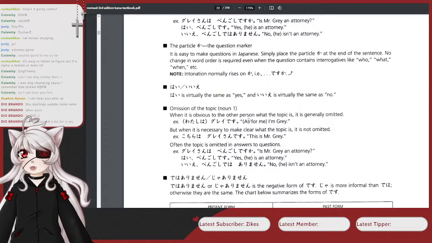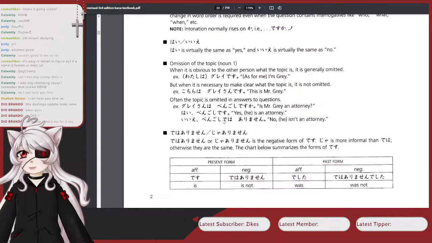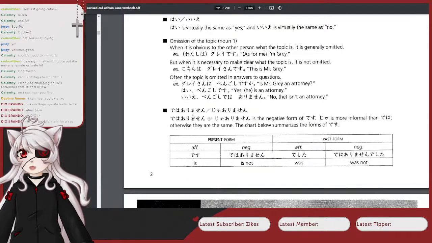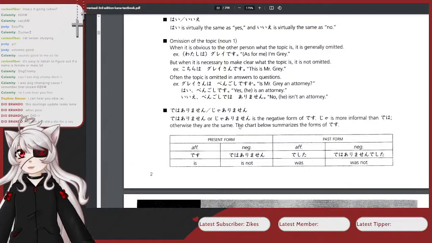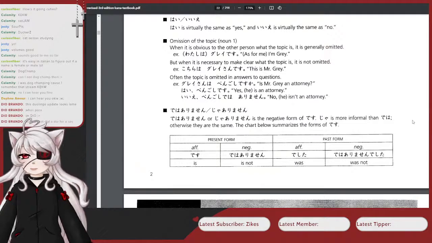So the omission of the topic is when it's obvious. You can just remove it. ではありません or じゃありません is a negative form of this. じゃ is more informal than では, otherwise they are the same. Yeah, take that Duolingo. Punch Duolingo.